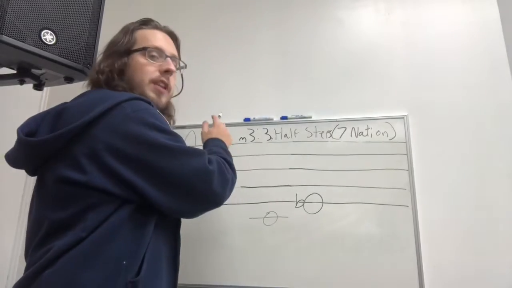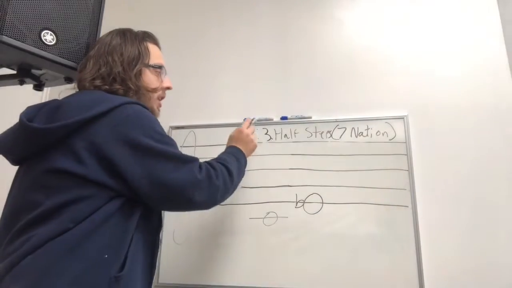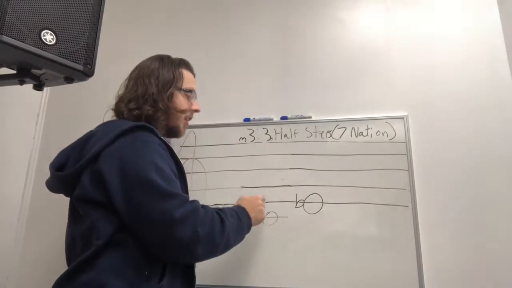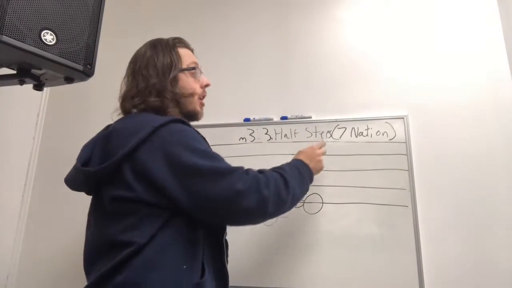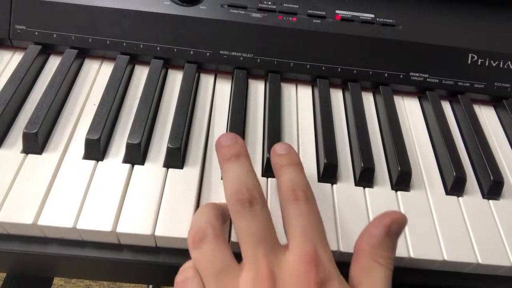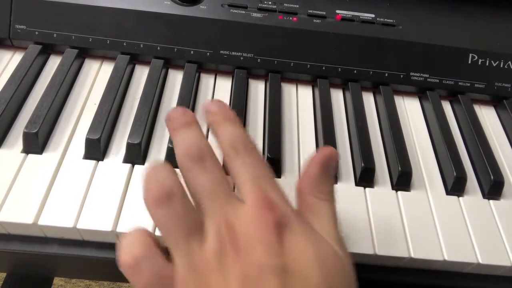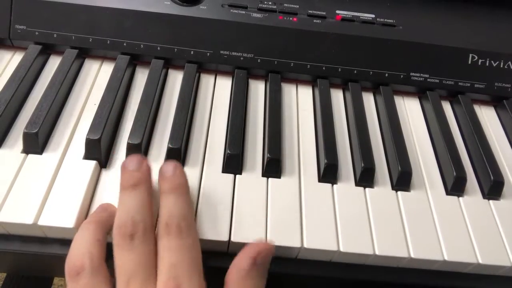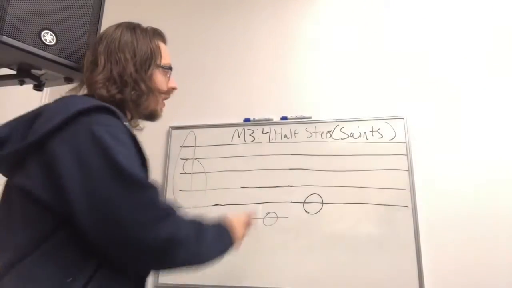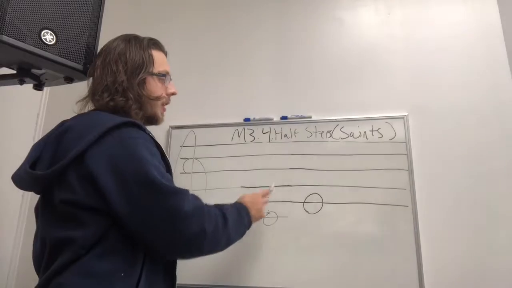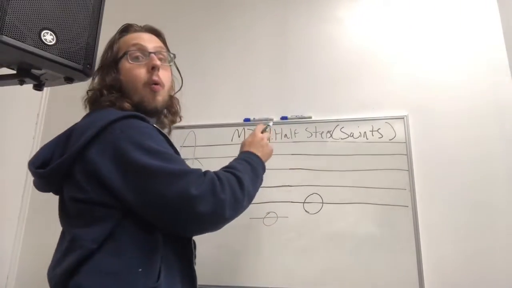The next interval is the minor third, and that's going up by three half steps from C to E flat, and that's the beginning of Seven Nation Army. A major third is going up by four half steps from C to E, and that's the beginning of Oh When the Saints.